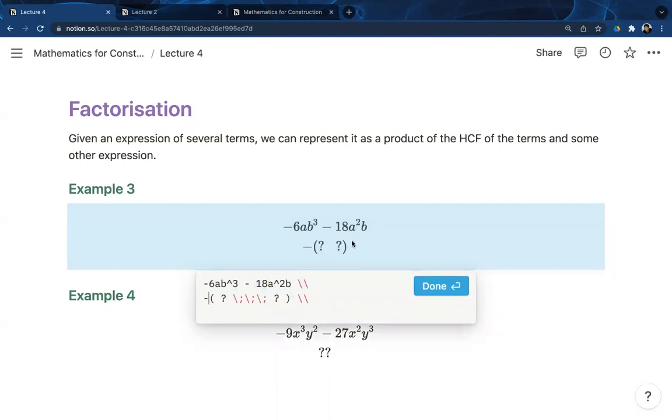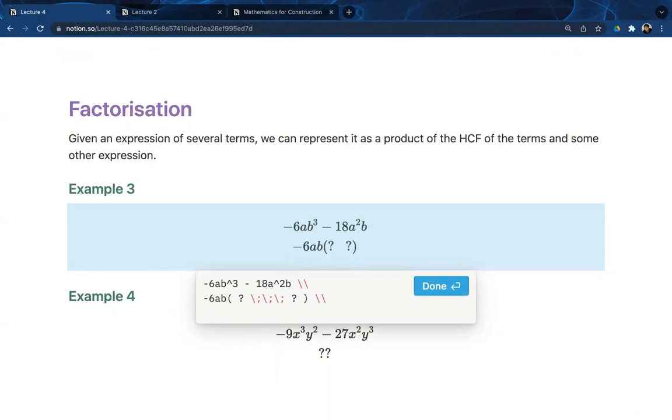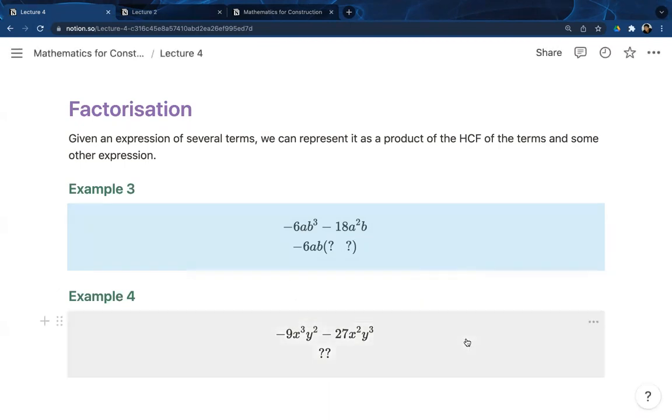What's the HCF of 6 and 18? 6 could go into 6, and 6 could go into 18. 6 is the HCF, the highest common factor of both these numbers. What letter is common? A is common. The lowest power of A is A. And I have B cubed and B. So B is common, and the lowest power of B is B. Okay? So we're done with that. That is the HCF, minus 6AB.